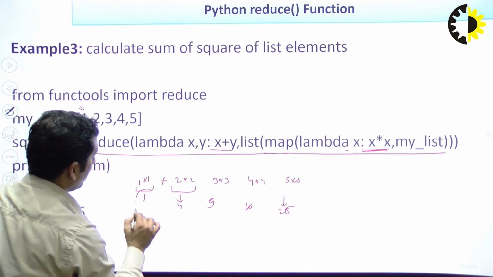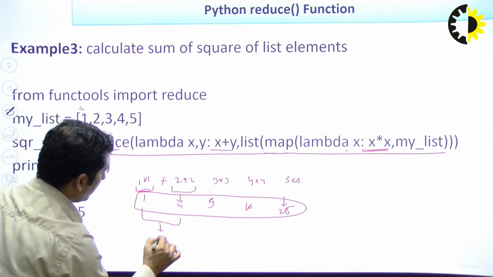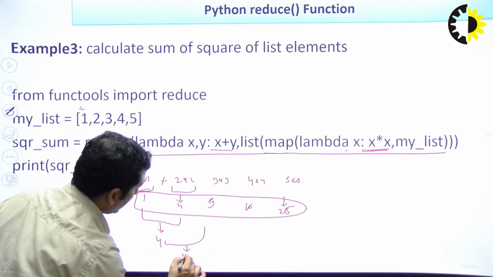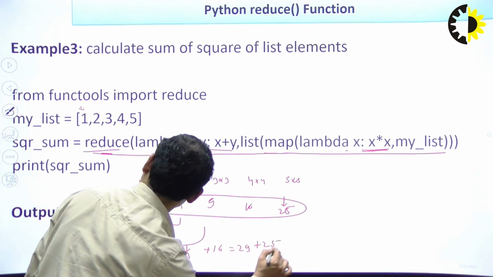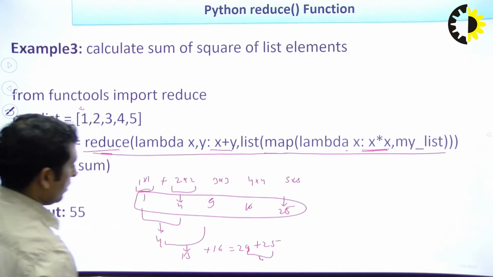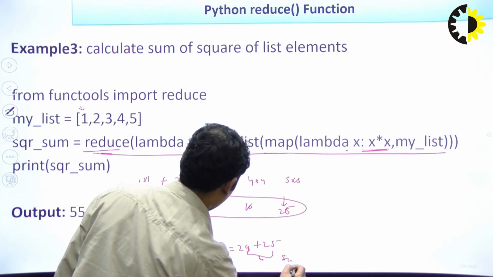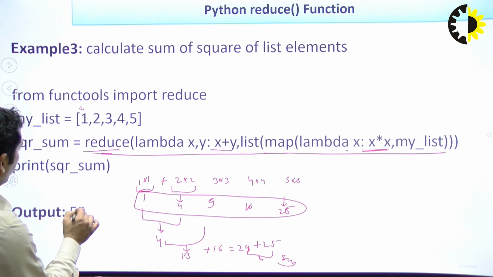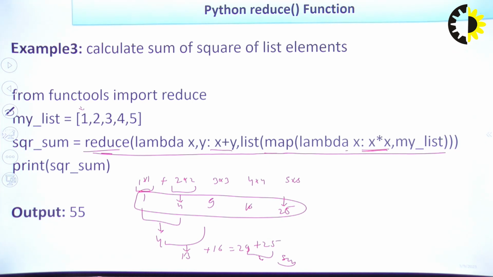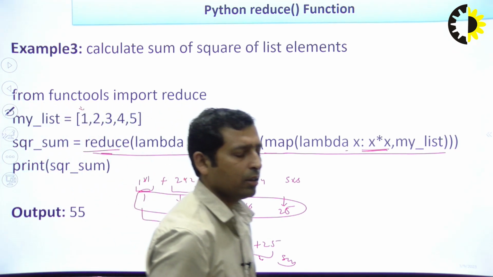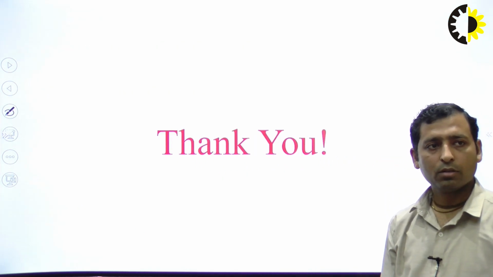Now we will get a list and apply the reduce function on this list. 1 plus 4, that is 5, then 5 plus 9, that is 14, 14 plus 16, that is 30, 30 plus 25, that is 55. Sorry, the output is 54. Okay, so the output is 54, no problem. Okay. So in today's lecture we have studied the three important functions used in Python, that are filter, map and reduce. Okay.